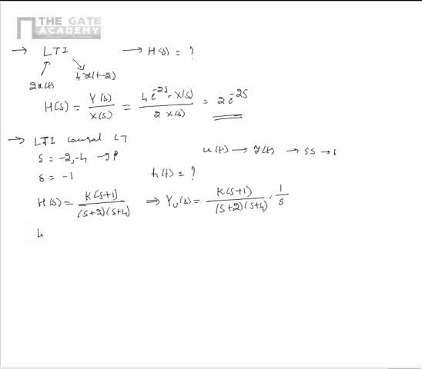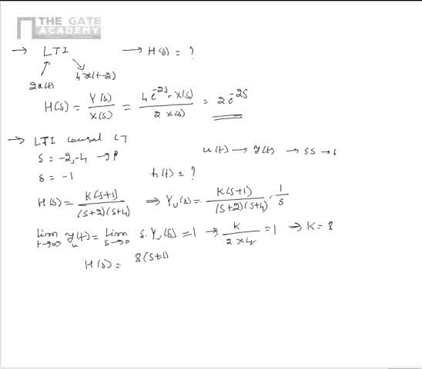But the steady state value of the output in this case is 1, that is limit t tends to infinity y of t is equal to limit s tends to 0 s into yu of s is equal to 1. Which upon simplification becomes k divided by 2 into 4 is equal to 1. That implies k is equal to 8. From this we can write that the transfer function of the LTI system is h of s is equal to 8 into s plus 1 divided by s plus 2 into s plus 4.